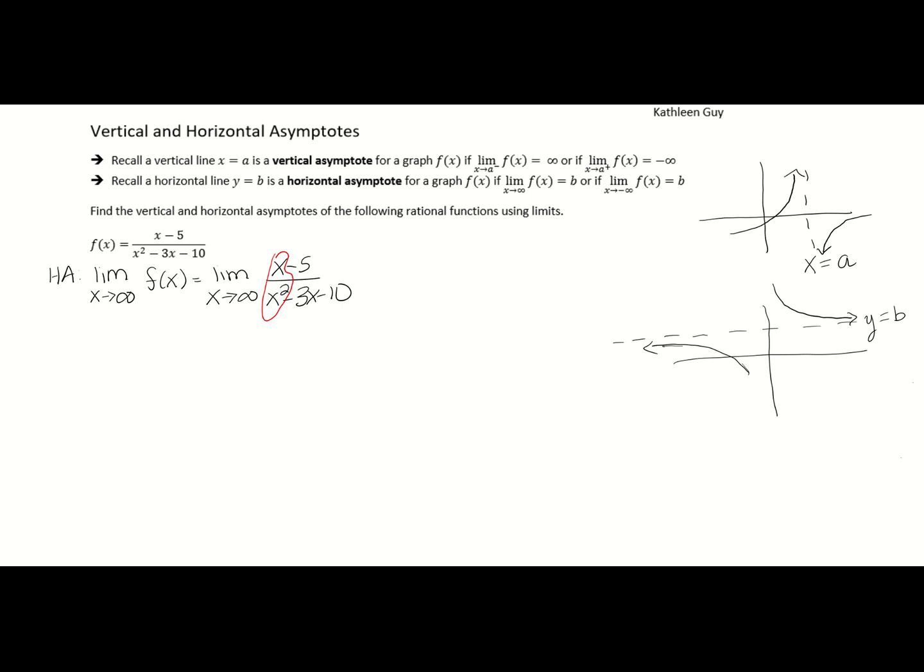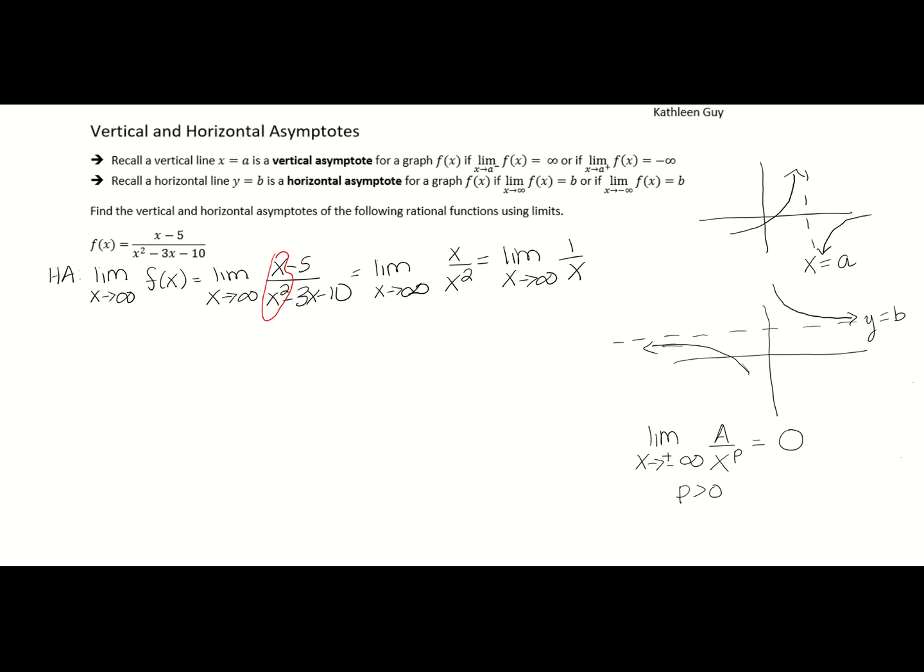So now I have the limit as x goes to infinity of x over x squared. But that can simplify because they both have an x, and the bottom will have 1 left, so this would be 1 over x. Now we need to use what we call the reciprocal limit rule, which is that the limit as x goes to positive or negative infinity of a number divided by x to the p, where p is greater than 0, will go to 0.